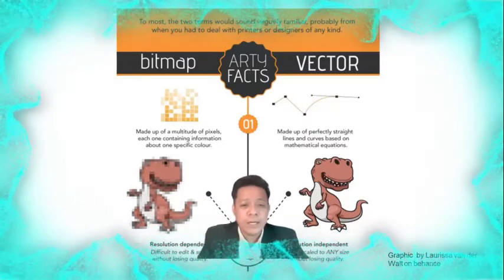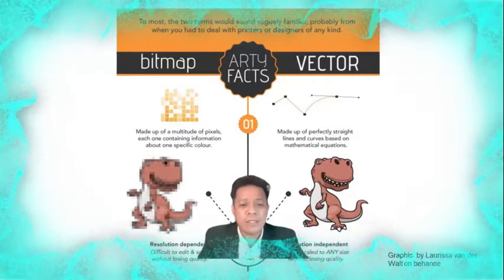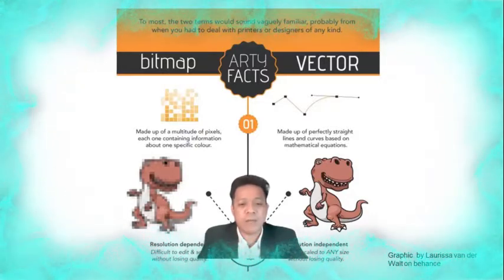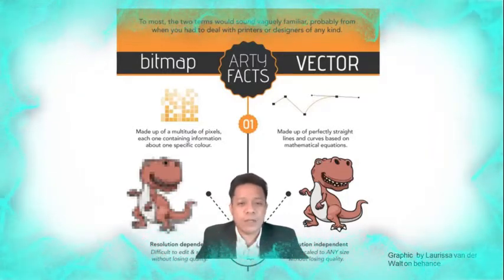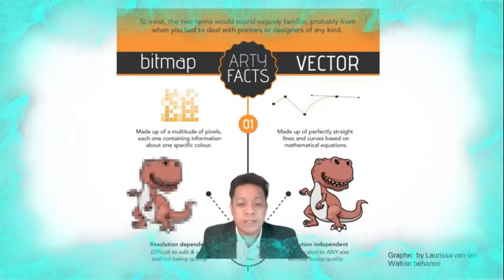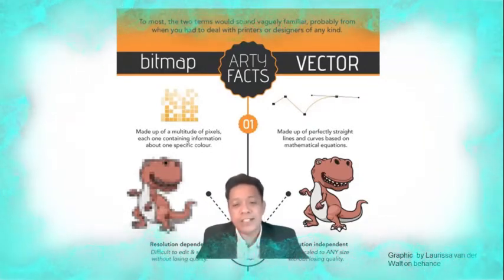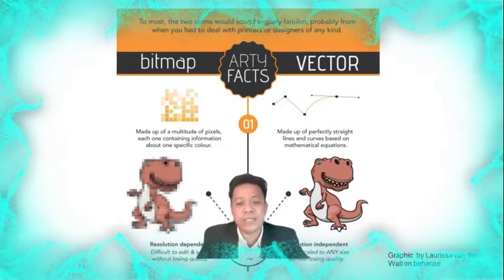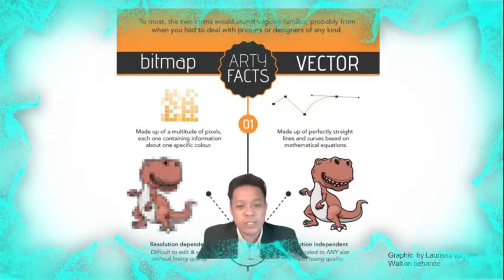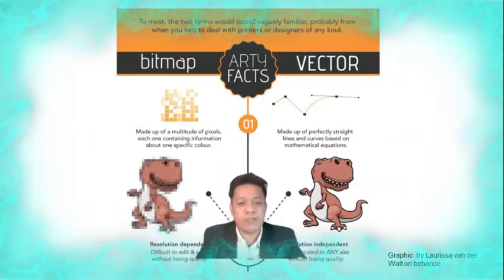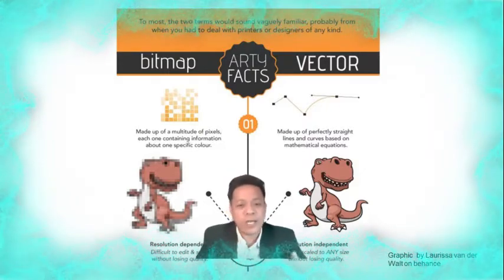If you look at a bitmap image or graphic, it is made up of a multitude of pixels, each of which contains information about specific colors. Whereas a vector is made up of perfectly straight lines and curves based on mathematical equations. So these are the concepts behind these two different types of graphics that are normally used in a multimedia project and a website.